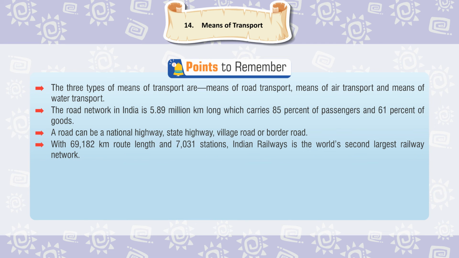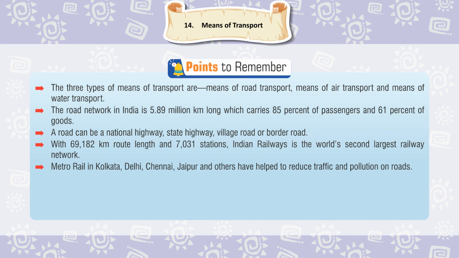With 69,182 kilometer route length and 7,031 stations, Indian Railways is the world's second largest railway network. Metro rail in Kolkata, Delhi, Chennai, Jaipur and others have helped to reduce traffic and pollution on roads.